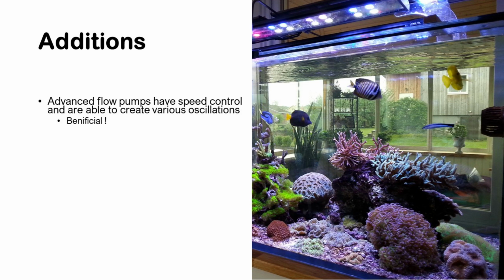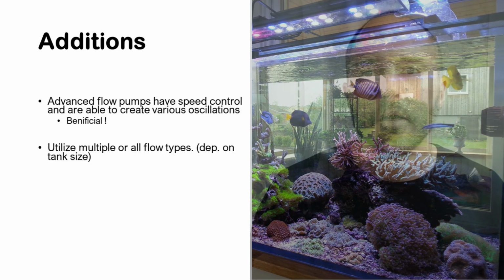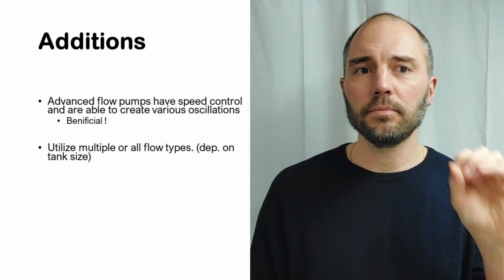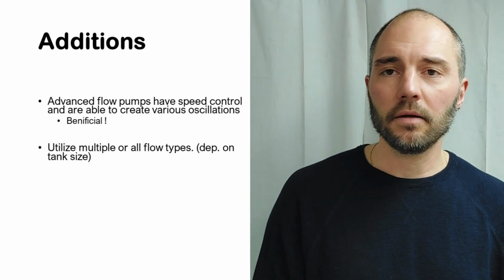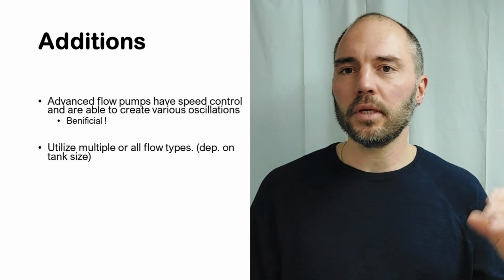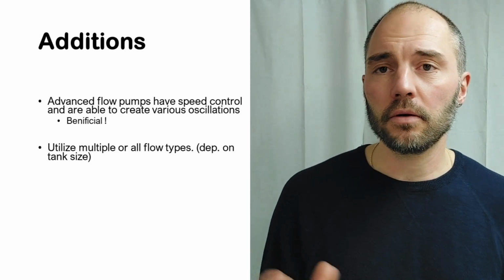Okay, some additions to flow and pumps. Advanced flow pumps typically come with speed control, and then you're able to create various oscillations in your tank, and that is very beneficial because the natural environment for the corals is very oscillating or random. Secondly, you don't have to go with one flow type. Utilize multiples or all flow types if you can. This will depend on the tank size, because the smaller tank you have, the more difficult it will be to utilize all flow types. But they're all free to use.